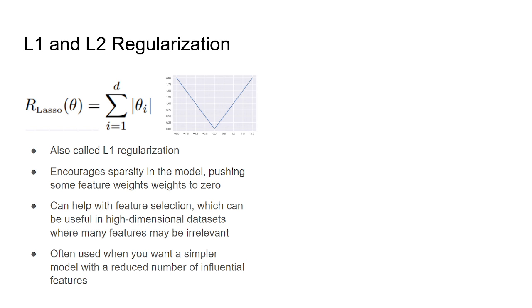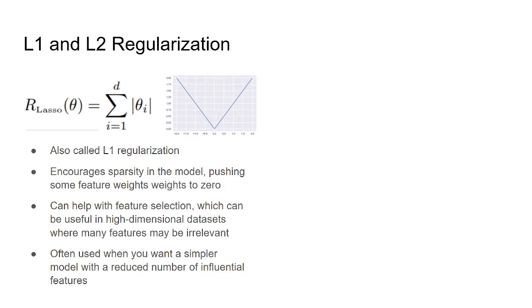This is something that is encouraging sparsity in your model. It will push some of your model weights to zero, because if you take this term and then add it, some of your model weights might be pushed to zero. This is something that helps you with feature selection. I will show you through a visualization how this works as well. So this can be useful in high dimensional data sets where a lot of features may be irrelevant.